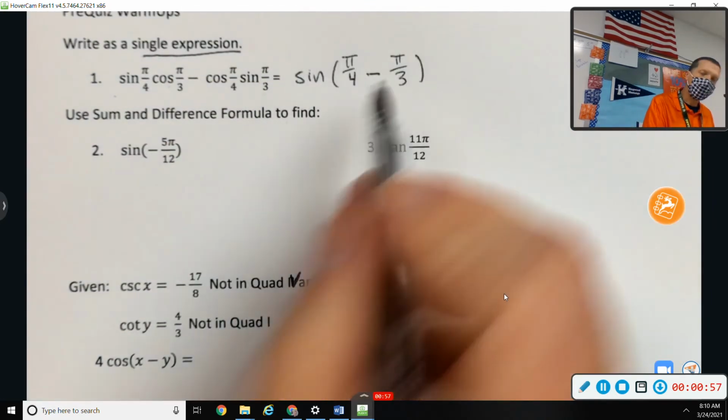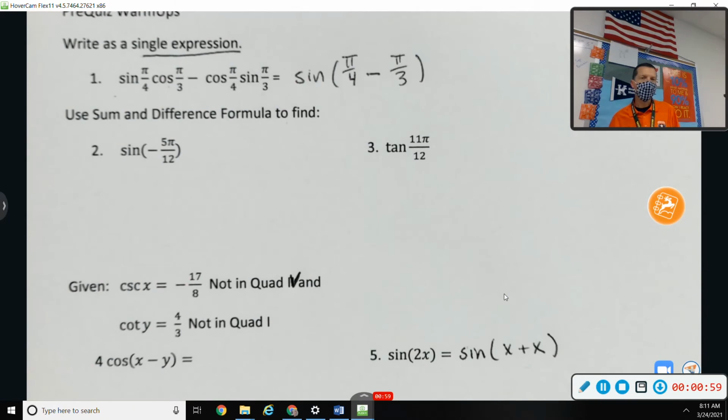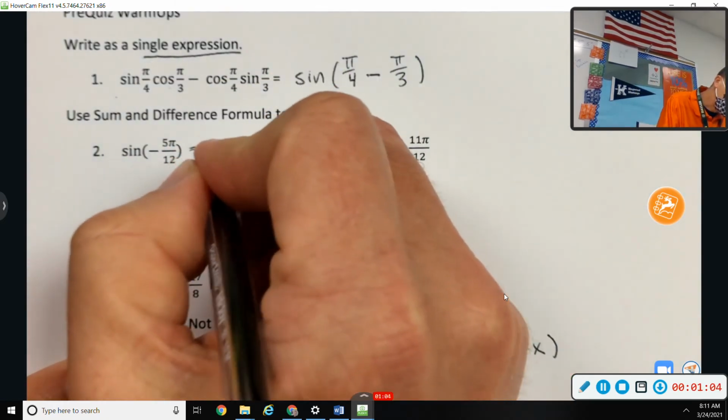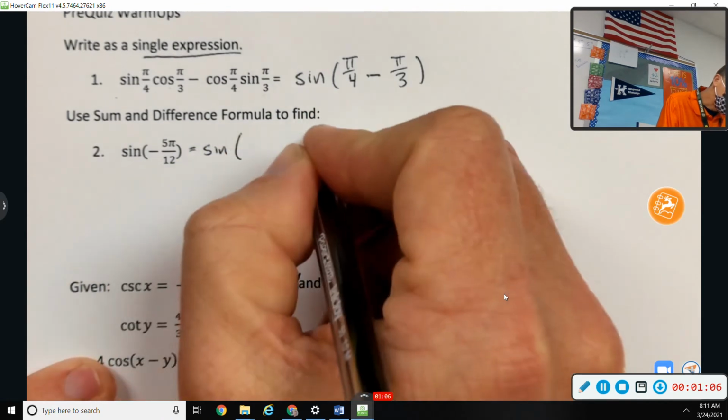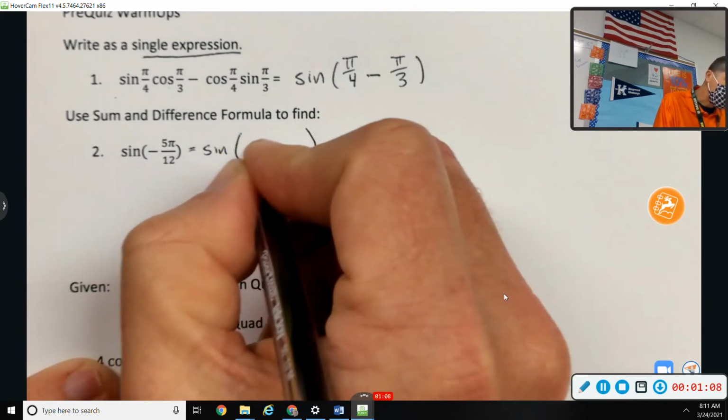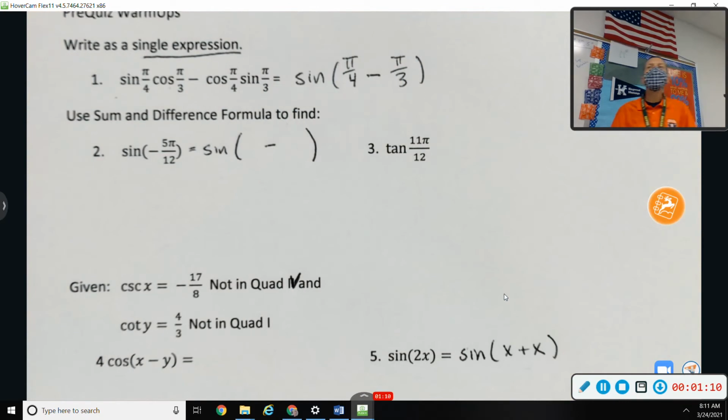Expression. Well, that's one expression, so we're good now. Number 2, use sum and difference formula to find this. So I need to come up with some way to get to negative 5 pi over 12. You could add 2 negative numbers to get there. That would be one way to do it. I'm going to subtract to get there.